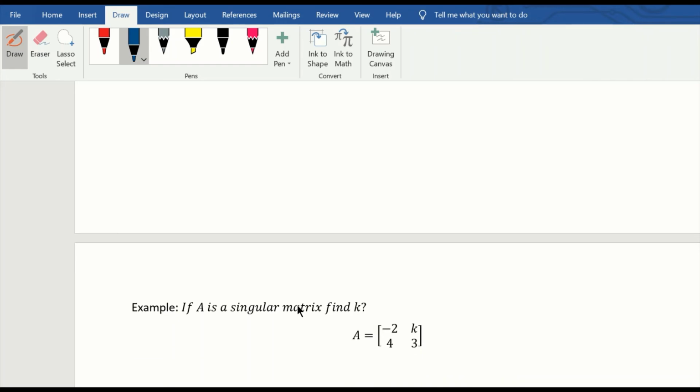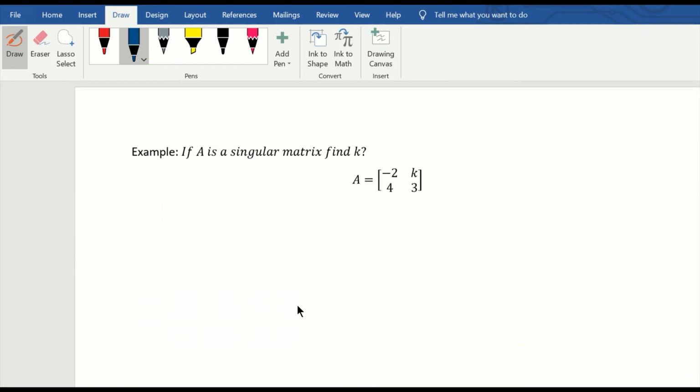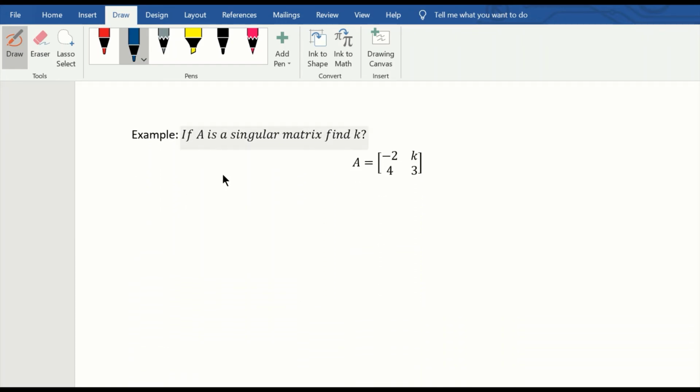Let's look at an example. In this question, we are asked, if A is a singular matrix, find K. So this is matrix A, and we're asked to find K. For matrix A to be a singular matrix, it means that its determinant must be equal to 0. So I can say the determinant of matrix A is equal to 0. That's the first thing.